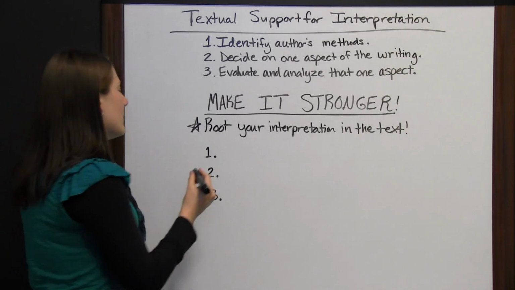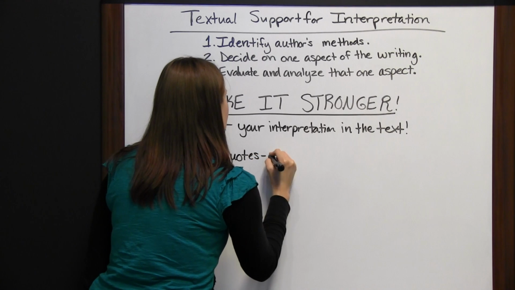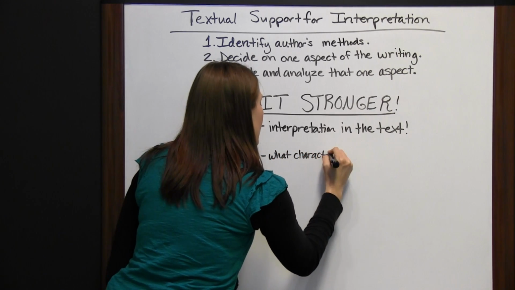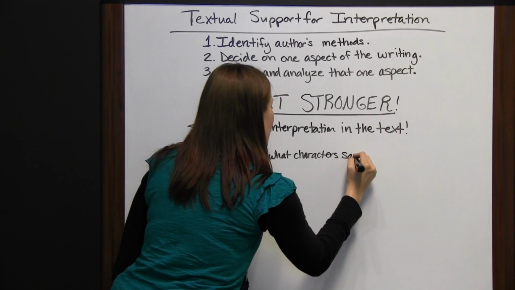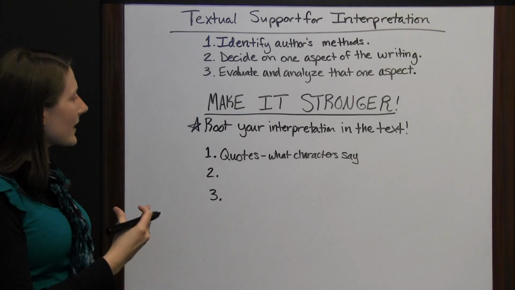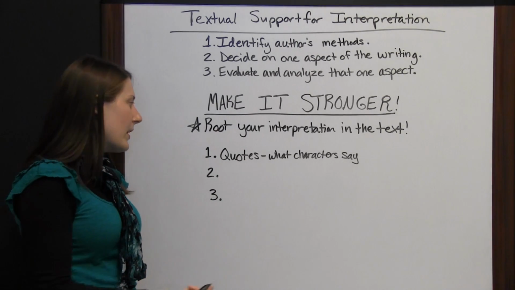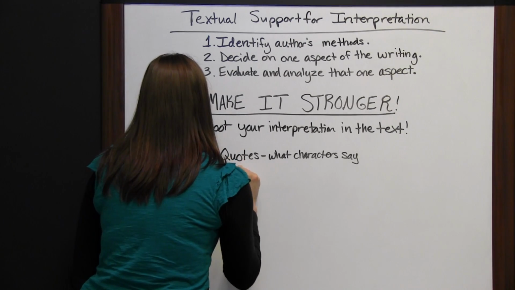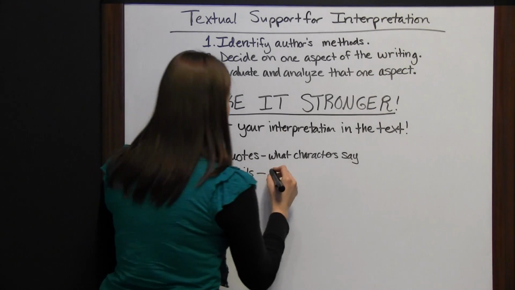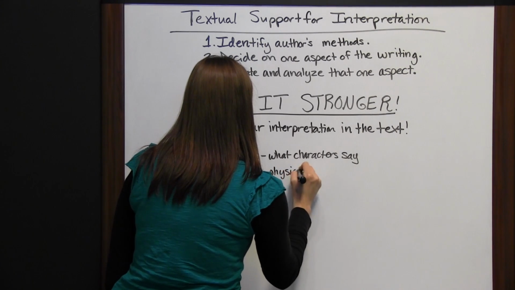So one thing you can look at is quotes. Look at what characters say. This could be something that affects the tone, or it could be something that reflects on a character, or it could be something specific letting you know what's happening in the plot. Look at details from the story. It could be how someone looks, so physical characteristics.